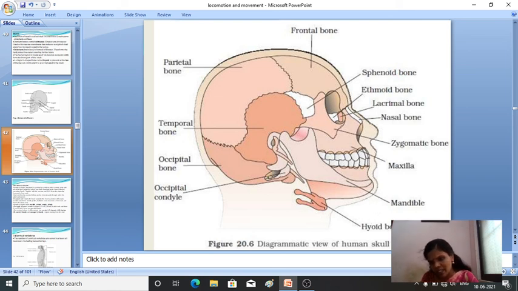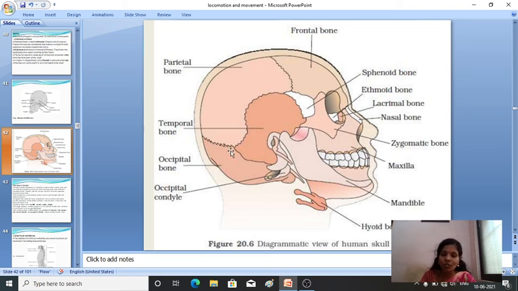Then the mouth part is the mandible, and the upper region is the maxillae. Then the nasal bone, and the eye bone is the lacrimal, this is the eye region. Then ethmoid and sphenoid, here is the sphenoid. So these are the different bones associated with the skull. This is a human skull.